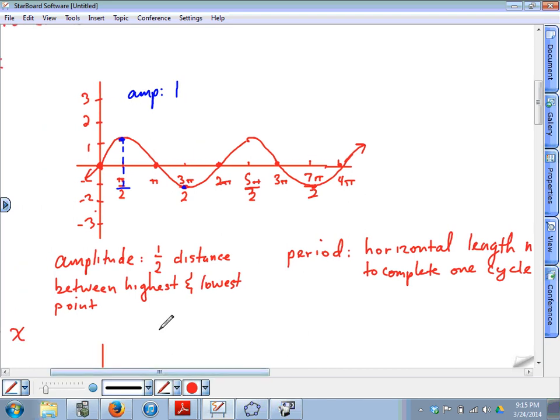So in the parent function, we're going to start a cycle right here at the origin, 0, 0, then it goes up to 1, back down through 0, down to -1, and then it's back where it started again. That's one cycle. So from here all the way to here, here's one cycle. From here all the way to there, there's another cycle. And notice they both have the exact same horizontal length. One of those lengths is called the period. So if we started at 0 on the x-axis and that cycle is done right here, then that's a period of 2 pi.